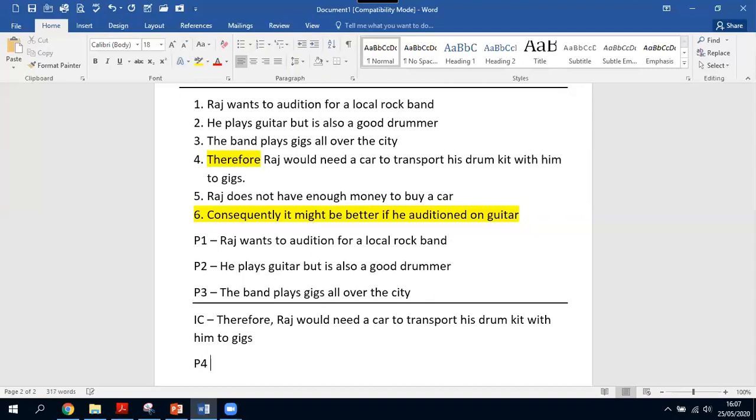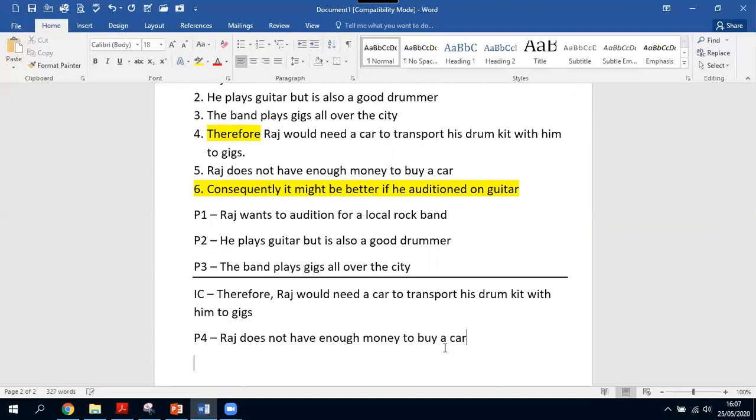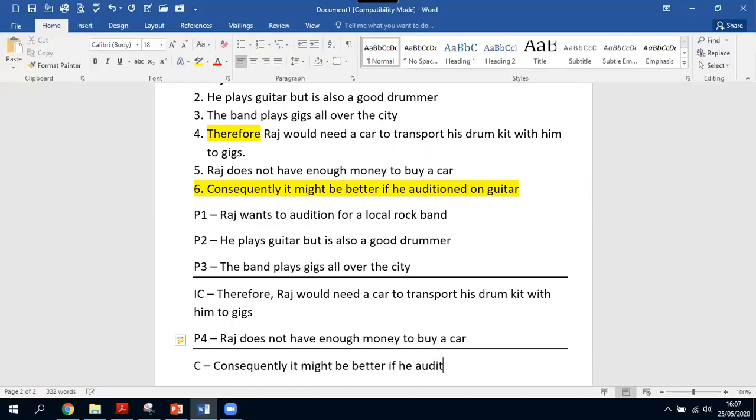Premise 4, Raj does not have enough money to buy a car. Conclusion, consequently, it might be better if he auditioned on guitar. So, this is this argument presented in standard form.